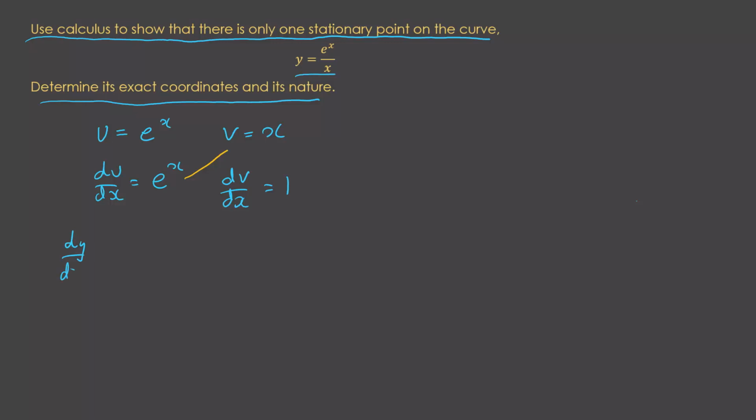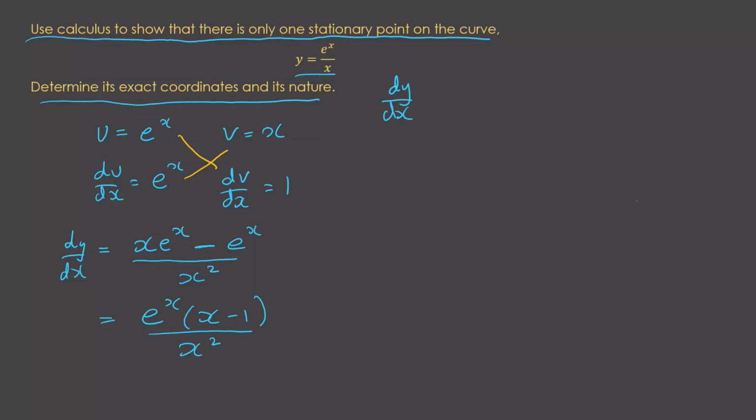So we go this way first. dy dx is going to be x e to the x, take away, go this way, and that is e to the x, divided by x squared. And here I'm going to factorize. It's e to the x, x minus 1 over x squared.